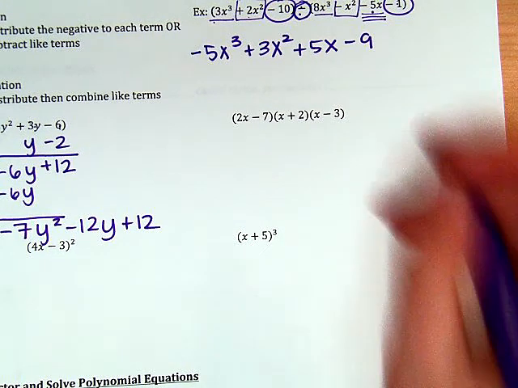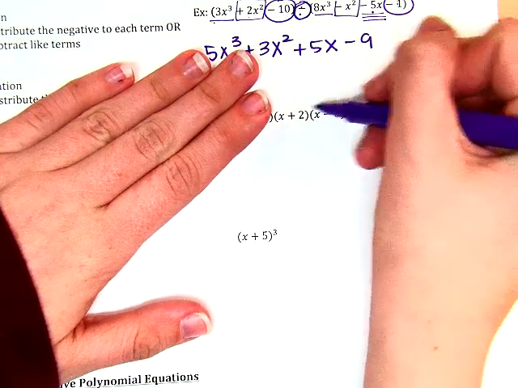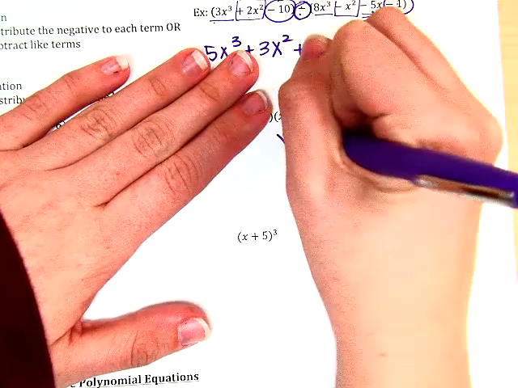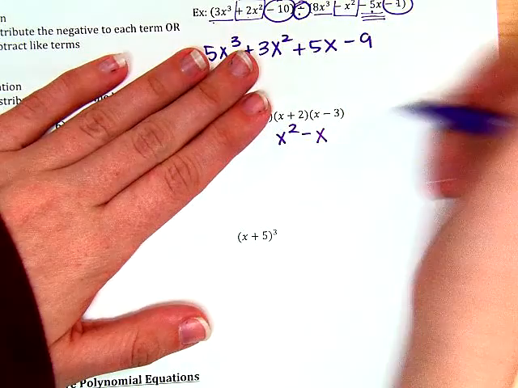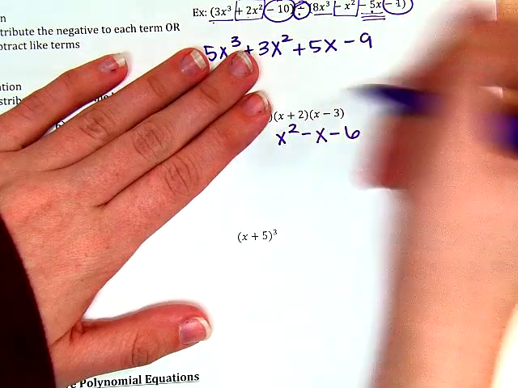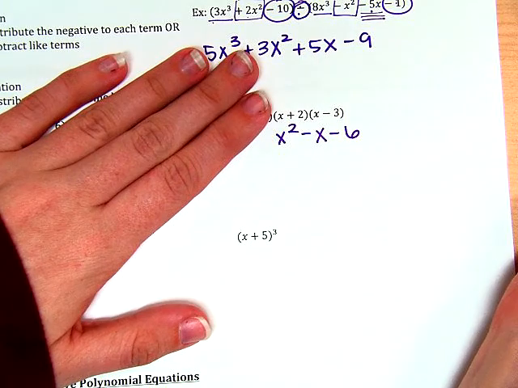If you have more than one, kind of like this one does, I would FOIL first and then do vertical ones. So I'm going to ignore this one right now and FOIL this because I can do that. So I have x squared minus 3x plus 2x, so minus x minus 6. That's these two multiplied together.